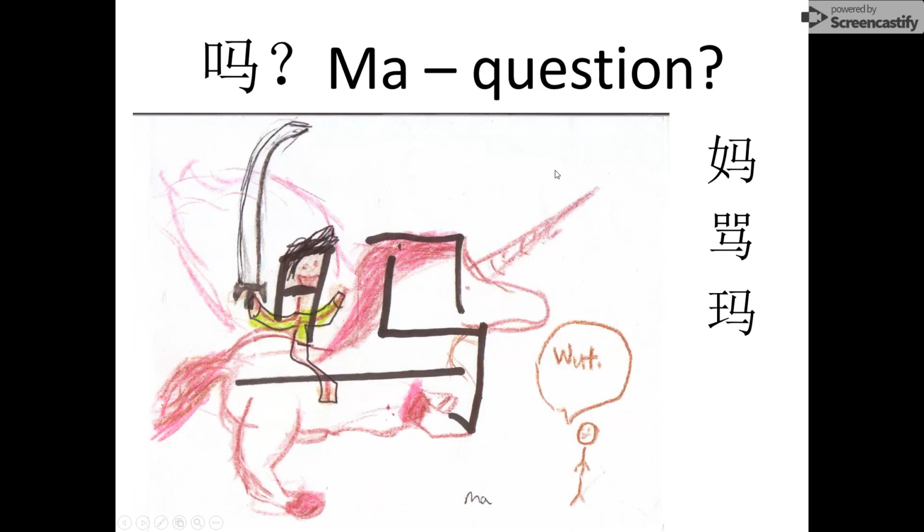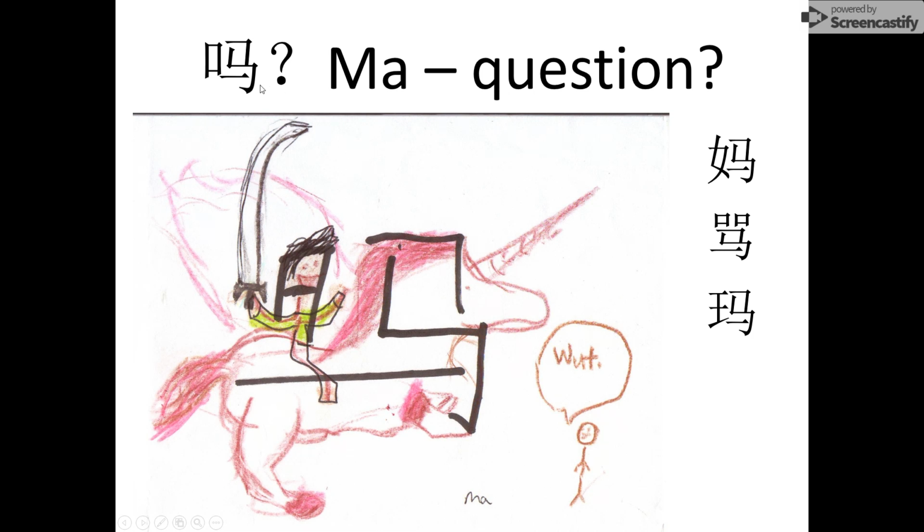The second to last character you need to trace is ma. Ma turns sentences into questions. We've seen it before in 你好吗? And we're seeing it now in questions like 这是你的吗? Is this yours? Notice it has the mouth radical and the horse radical because it sounds like the word horse, ma.